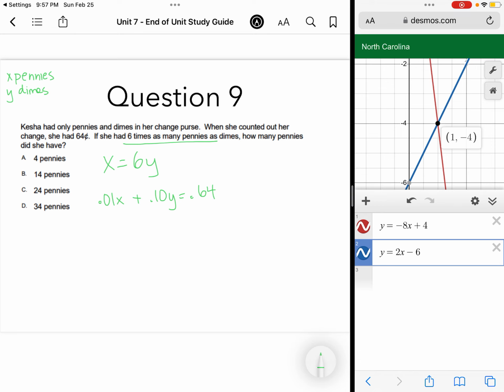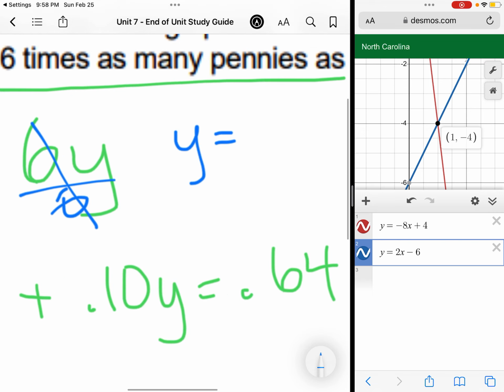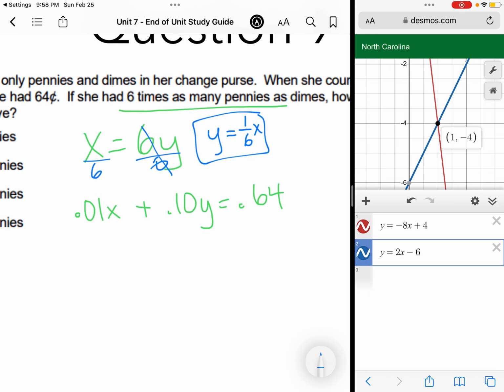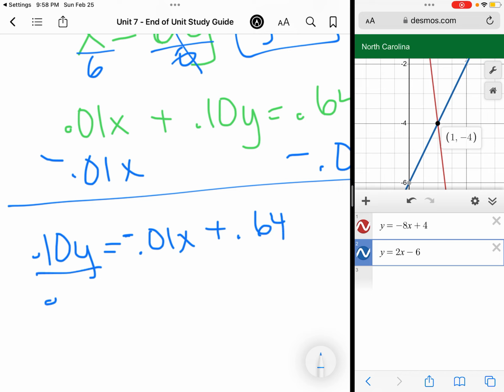All right, so now I got to switch these around. So we're going to divide by 6, and we end up with y equals 1/6 x. This one's going to be a little more challenging. So we're going to subtract 0.01x from both sides, so we end up with 0.10y equals negative 0.01x, and we got to make sure that stays negative, plus 0.64. Then we're going to divide by 10 cents.